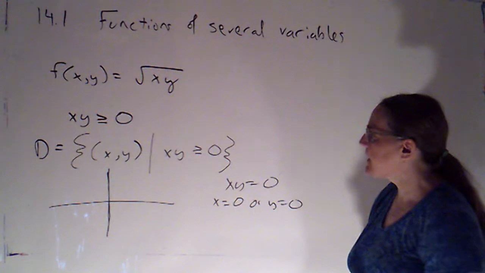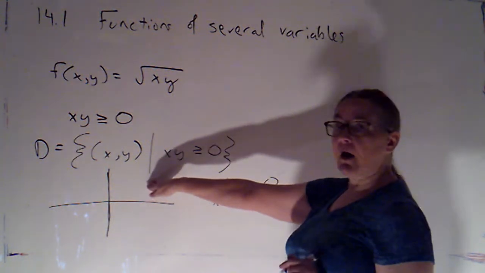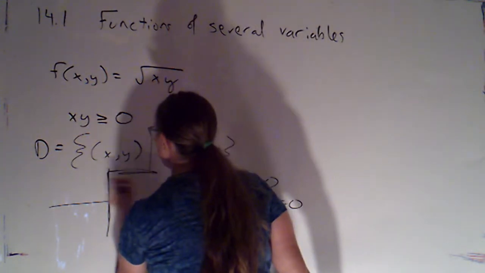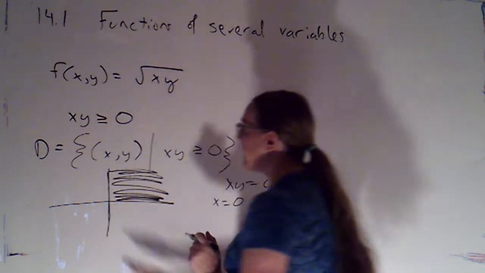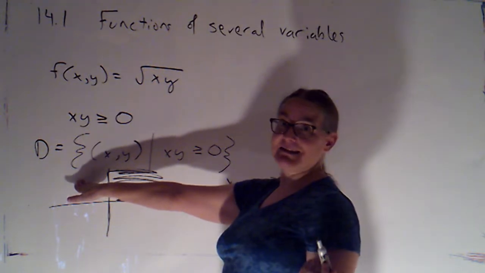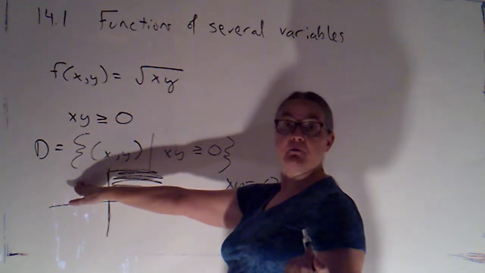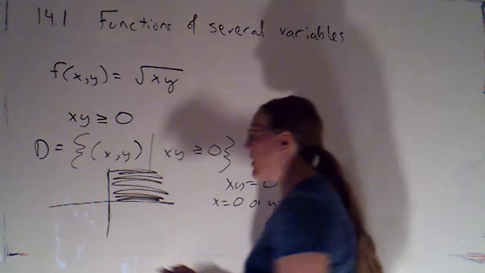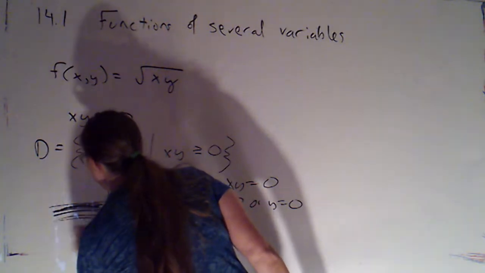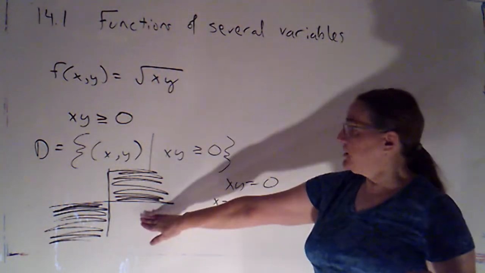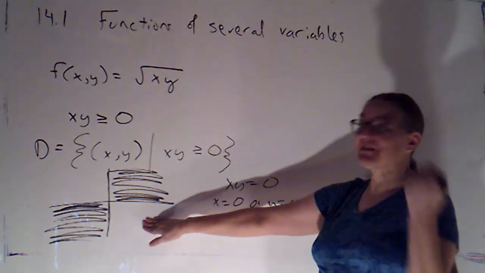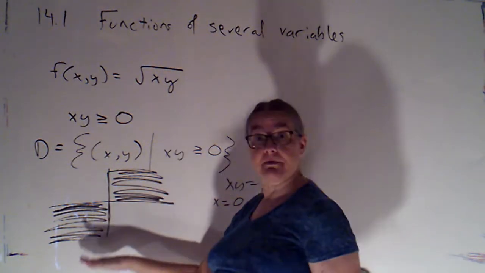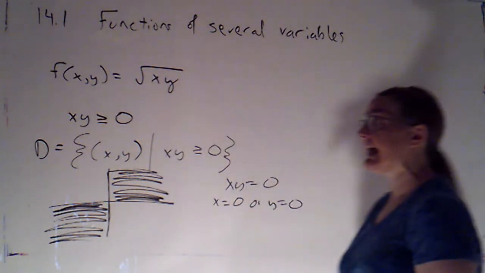and I just need to see which part of the region I want to keep. So, in quadrant 1, x and y are both positive. x times y would be positive. We'll keep quadrant 1. In quadrant 2, x is negative, y is positive. xy would be negative. No points in quadrant 2. In quadrant 3, x and y are both negative, so their product will be positive. And in quadrant 4, x is positive, but y is negative, so their product is negative. So basically what we're getting is quadrants 1 and 3, including the axes.